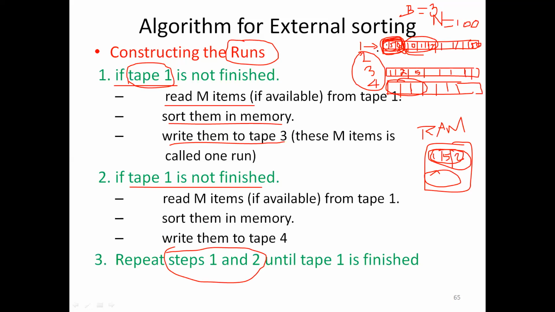At one stage the tape 1 will be free. So when I take the third run from the tape 1, after sorting I'll place it in the tape 3 only. See, alternately I'll place, that's all. When I take the fourth run, I'll collect from the tape 1, sort it in the RAM, then I'll place it in the tape 4. So alternately I'll place. At one stage, what happens? The tape 1 will be empty. All the runs will be in the tape 3 and 4.